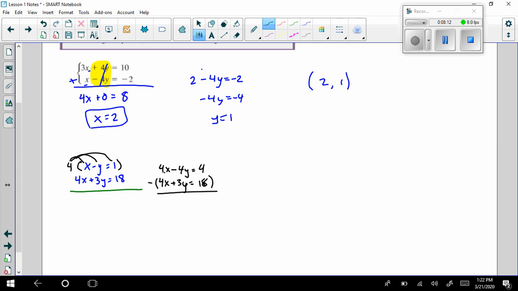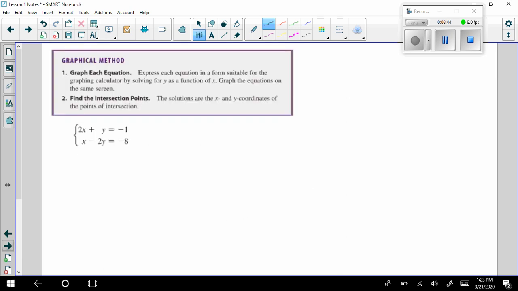4x minus 4x will go to 0. Negative 4y minus 3y is negative 7y. 4 minus 18 is negative 14. So again, we're subtracting everything. So y equals 2, which is what we got on the previous page. You would see if you do x minus 2 equals 1, then x equals 3. And we once again have (3, 2) as the solution to our system. And so again, slow this video down if I'm going too fast, but this lesson itself should be somewhat review.